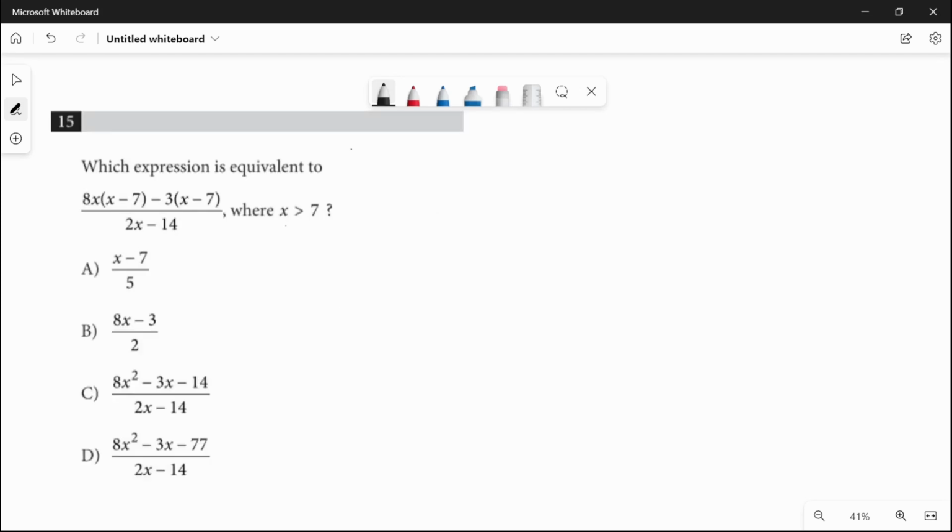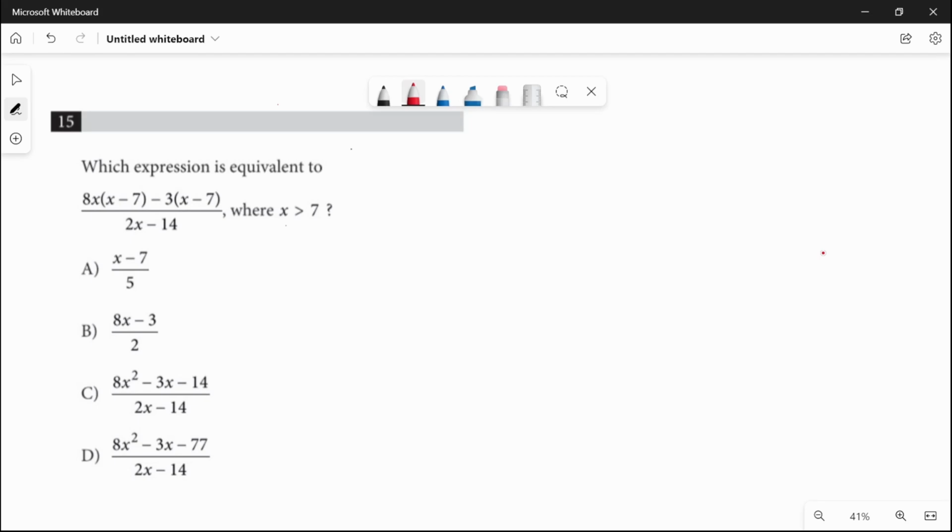Question number 15. Which expression is equivalent to this one here? So before you take any step by multiplying the numerator expressions, first let's have a look at the denominator.